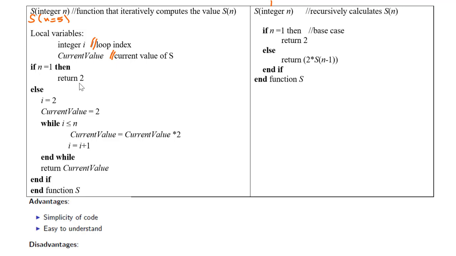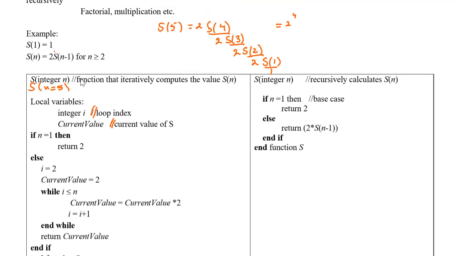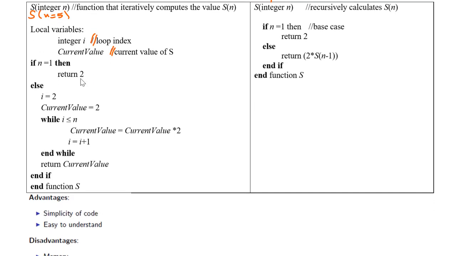If n is 1, then return 2. This is a little bit different from what I showed you earlier, where I return 1. In here we return 1, so it gives me 2 to the power of 4. But here I'm returning 2. Okay, else I is 2, current value equal 2.